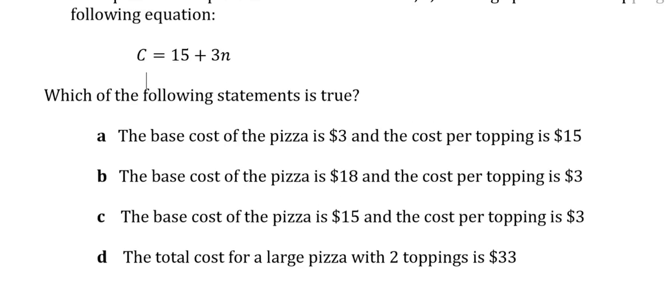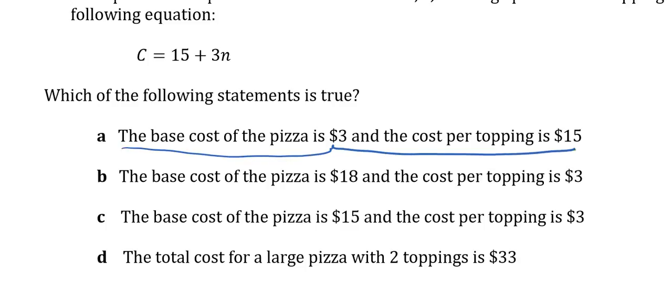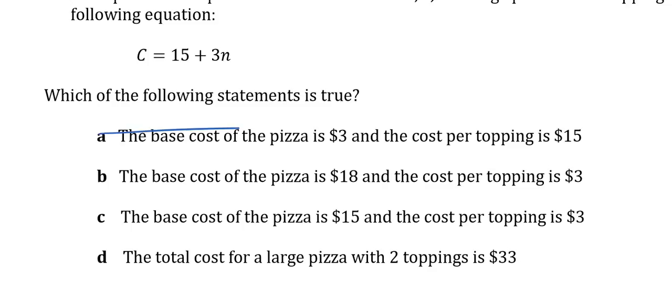So let's read through. The base cost of the pizza is $3, and the cost per topping is $15. What do you think? That's a no. The base cost of the pizza is $18, and the cost per topping is $3. Why do you think somebody might think that one's true? So maybe they thought you had to add a topping in to start or whatever, but that's not the case. You start with 0 toppings, just a cheese pizza, I guess.